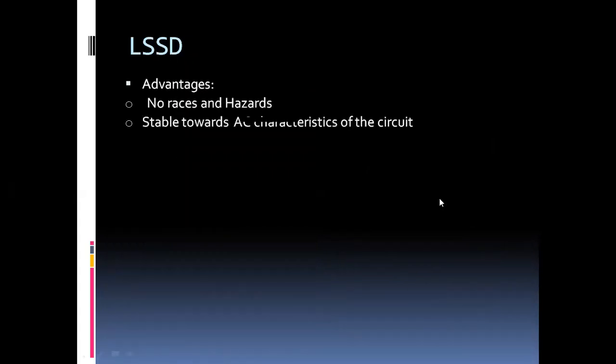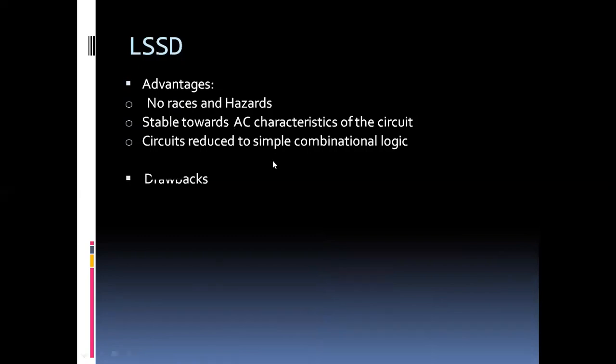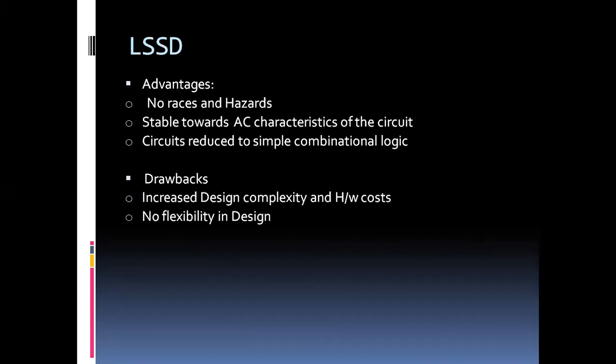scan design. Okay, so the advantage is no races and hazards. It is stable towards AC characteristics of the circuit, and once the circuit is implemented, it reduces to a simple combinational logic, so I can apply any ATPG algorithm there. The disadvantage is it gives me increased design complexity and a lot of hardware cost. There's no flexibility in the design. I have to include my master slave combination. It is not that I can use only edge triggered at one point or level sensitive at another point. So there is no flexibility in this design.